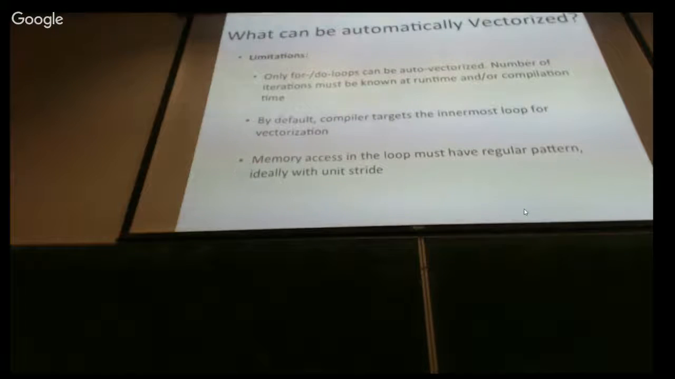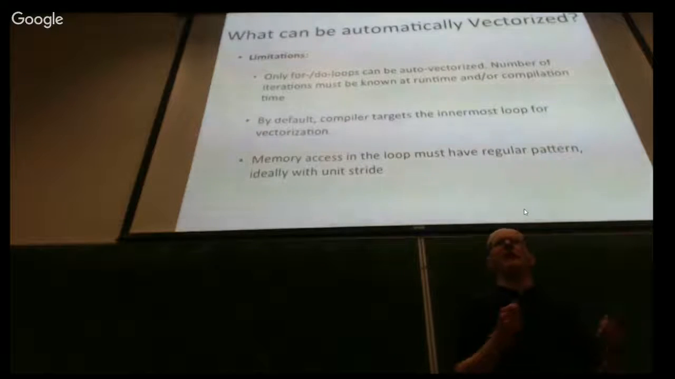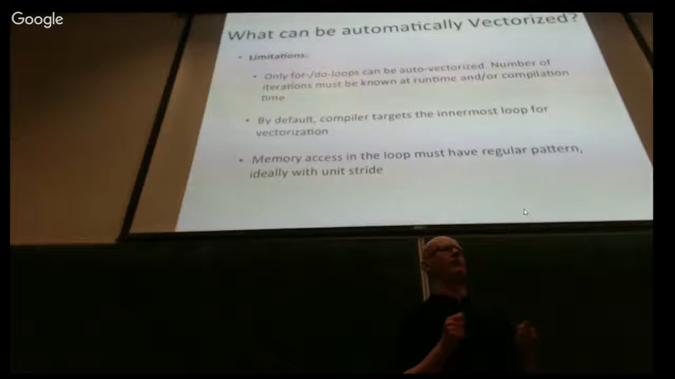Now, there are ways you can get around that, and we might touch on them later on, but typically you'll only really get auto-vectorization if the trip counts of the loops are known. By default, the compiler targets the innermost loop for vectorization. I mentioned that earlier on. Memory access in the loop must have a regular pattern, ideally with unit stride. If the compiler sees an irregular pattern with non-unit stride that it doesn't like, and more so than irregular patterns, if it thinks that there's a dependency there, it'll opt for safety, and it won't auto-vectorize your loop.